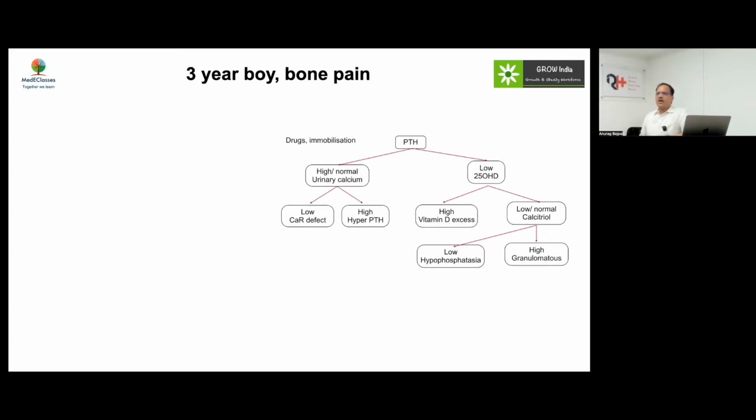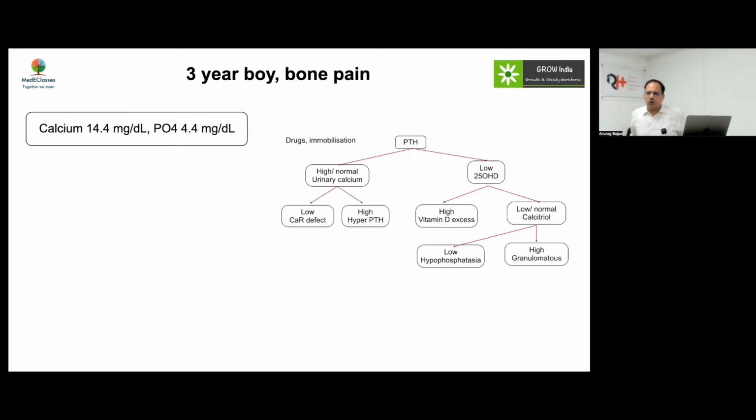We'll be focusing today on a very important, although rare but complicated, topic of hypercalcemia. We had this 3-year-old boy who presented with bone pain and was found to have a high level of calcium, where the phosphorus was at a normal level. When I discuss the pathophysiology, we'll understand that calcium and phosphorus, both of them, we have to assess in a proper fashion to achieve the right diagnosis.